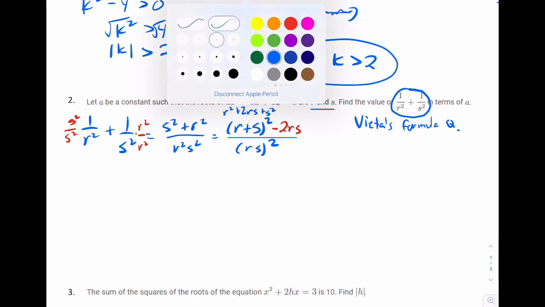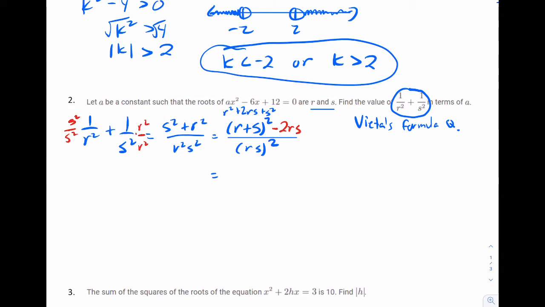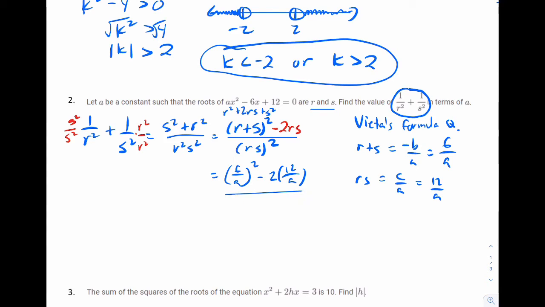The reason we do that is because now we can use Vieta's formulas. Remember, the sum of the roots is negative b over a. The product is c over a. So plug it all in. The sum of the roots is going to be 6 over a, and the product is going to be 12 over a. Let's plug everything in. So we have 6 over a squared minus 2 times 12 over a, all divided by 12 over a quantity squared.